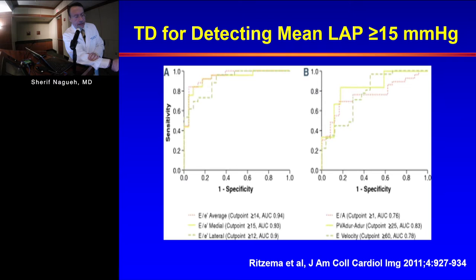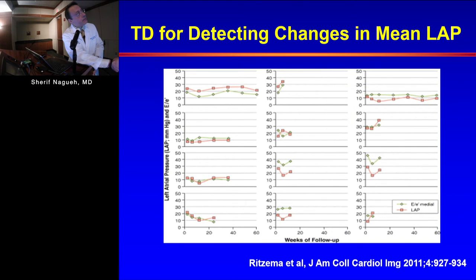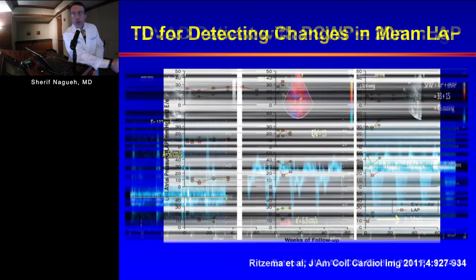The best, though not necessarily statistically significant, differences were for the average E to E prime ratio as well as for medial and lateral E to E prime ratio. These were patients in heart failure with variable degrees of decompensation. Some compensated, some were decompensated. Looking at individual data points from that study, you can see a decent tracking most of the time between E to E prime ratio on the septal side and left atrial pressure.